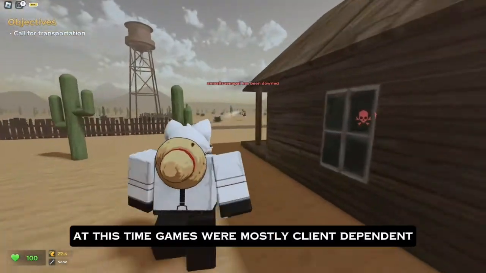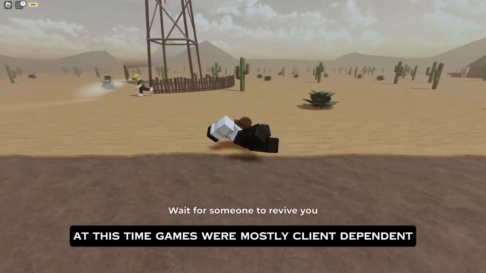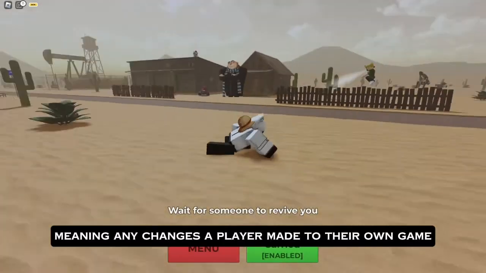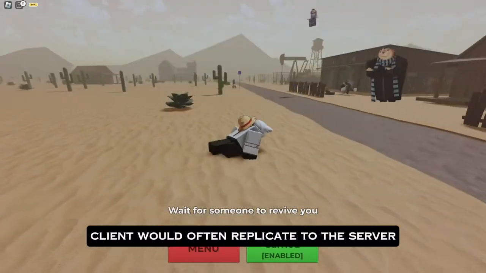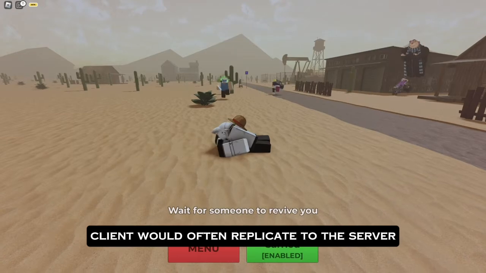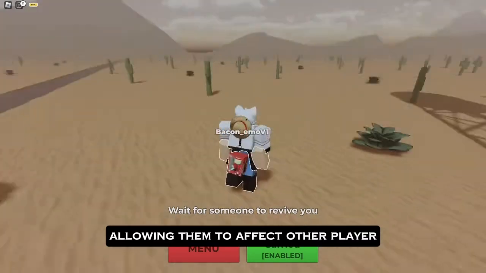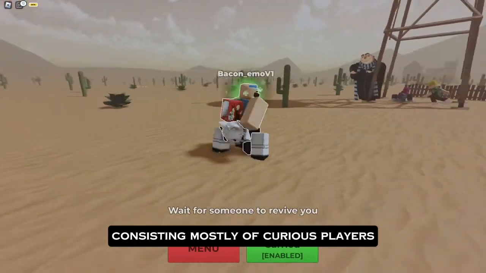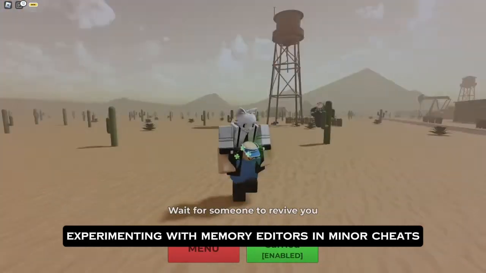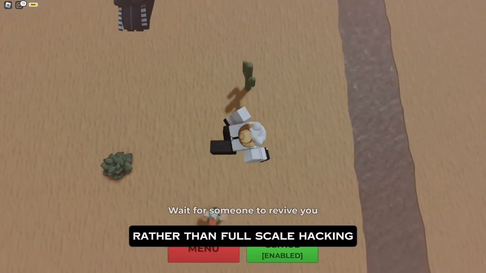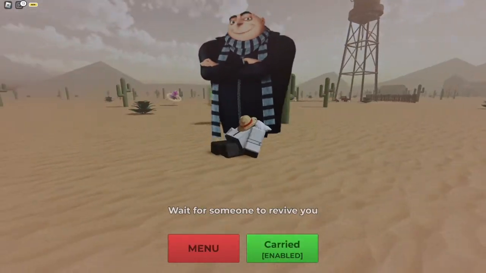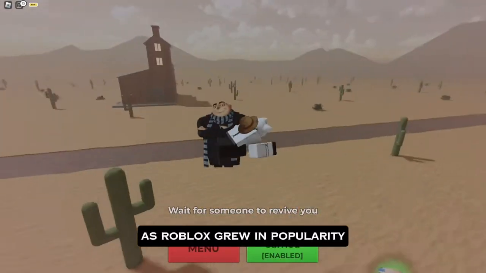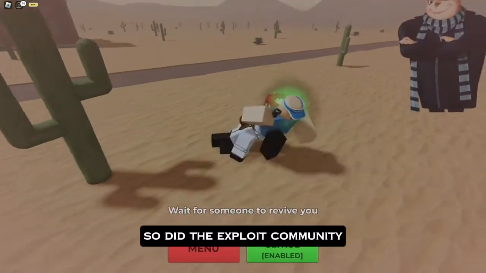At this time, games were mostly client-dependent, meaning any changes a player made to their own game client would often replicate to the server, allowing them to affect other players. The exploit scene was relatively small, consisting mostly of curious players experimenting with memory editors and minor cheats, rather than full-scale hacking. As Roblox grew in popularity, so did the exploit community.